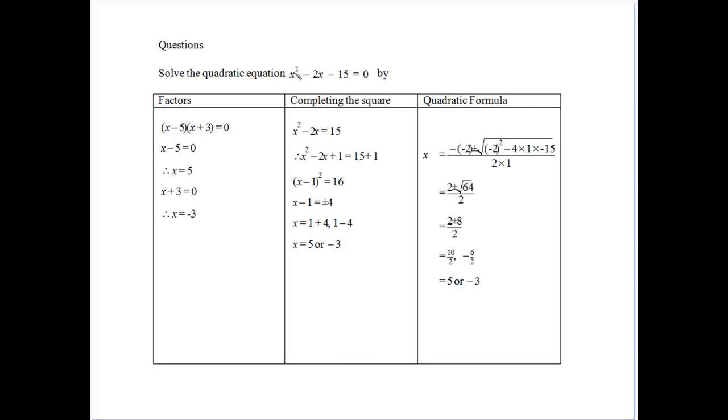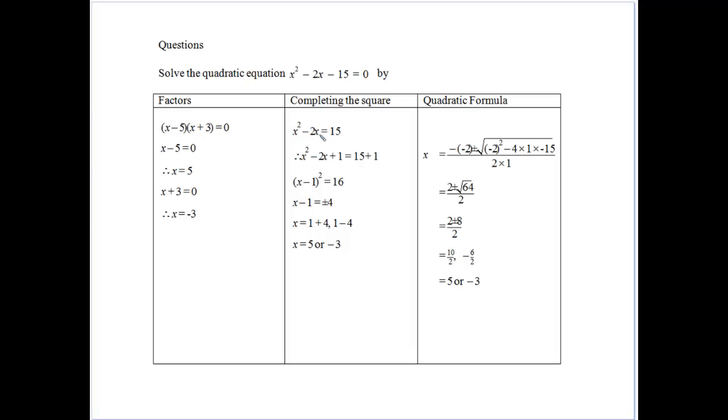We're reminding ourselves: x squared minus 2x minus 15 equals 0. So factorising, we know the two numbers here multiply to give us minus 15, but add to give us minus 2. So both of these must equal 0, so x is equal to 5 or minus 3. And the quadratic formula, x equals minus b plus or minus the square root of b squared minus 4ac, all over 2a, and we start to clean up our numbers and we get our 5 or minus 3.